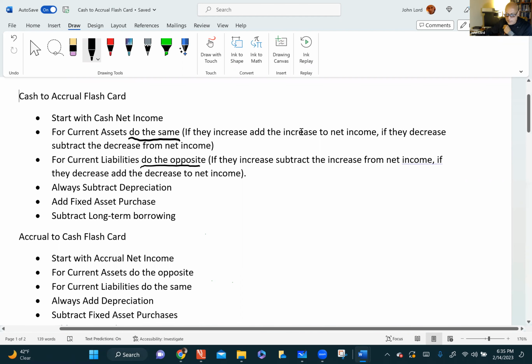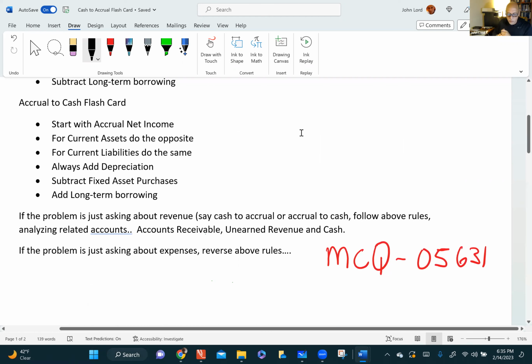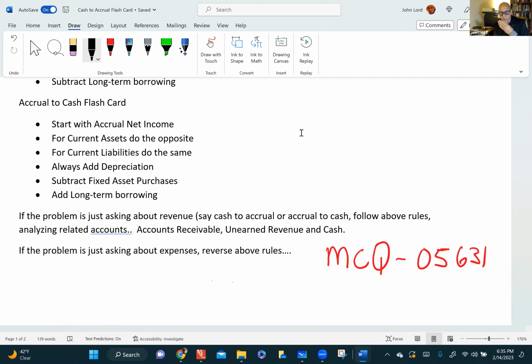If they're asking you to go from accrual to cash, okay, again, they'd give you the accrual net income. For current assets, do the opposite. If the asset increases, subtract it. If it decreases, add it. For current liabilities, do the same. If the current liability increases, add it. If it decreases, subtract it.